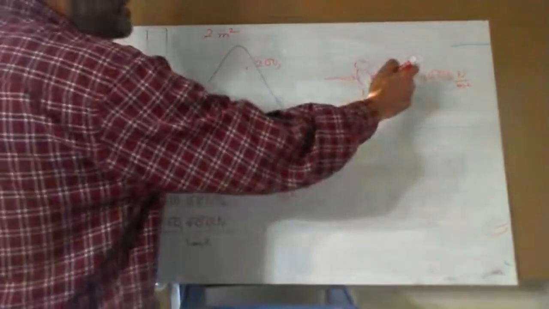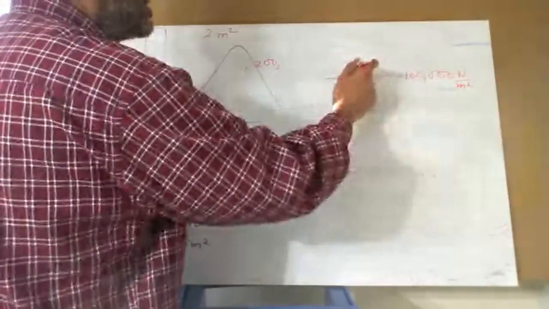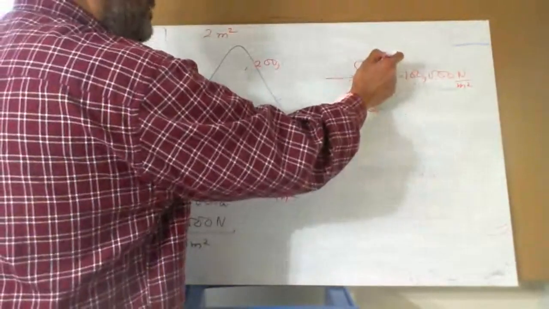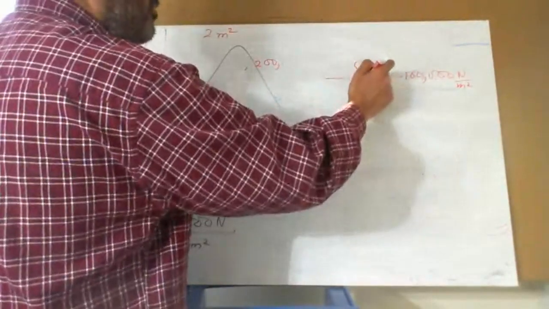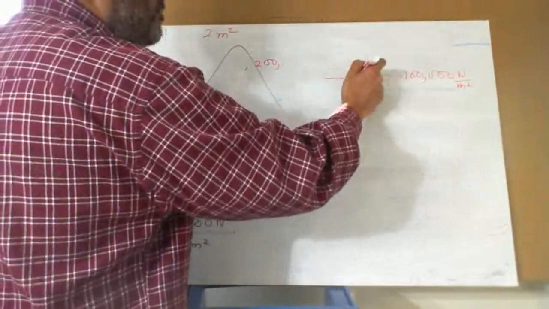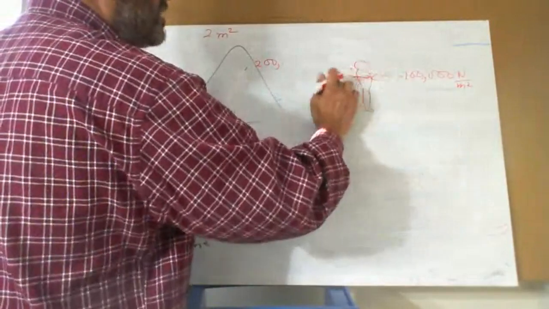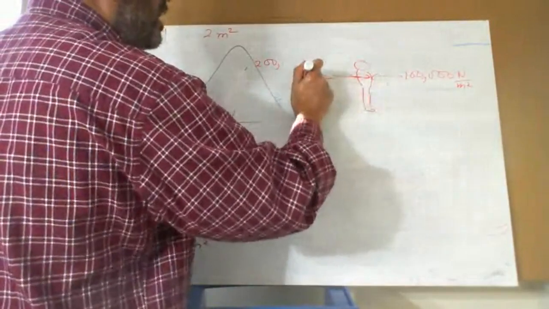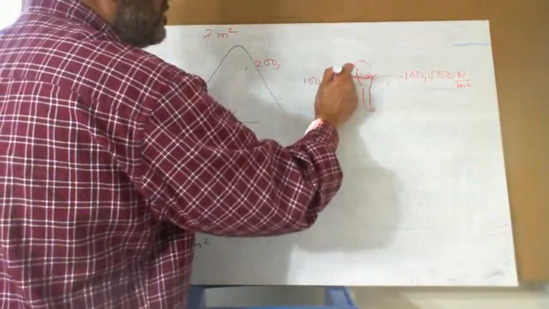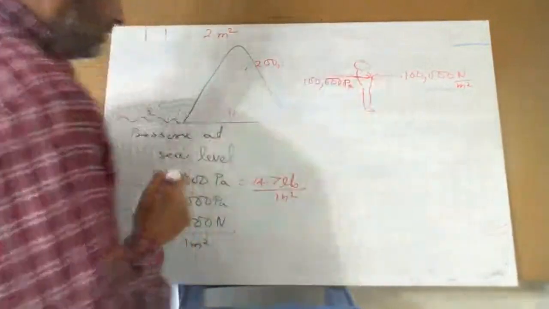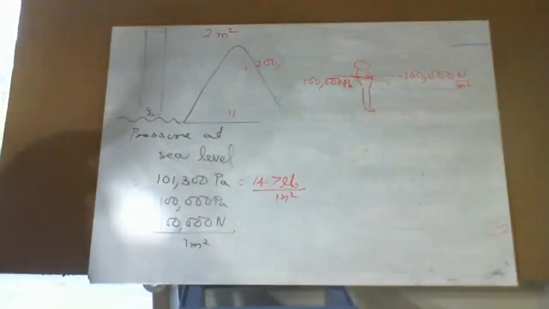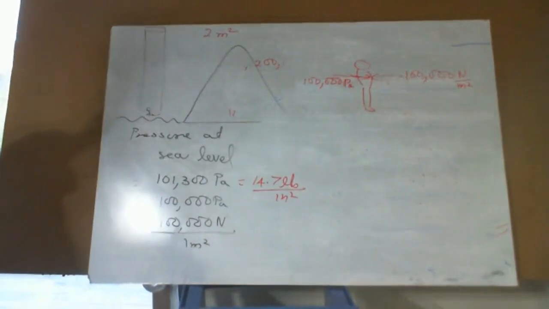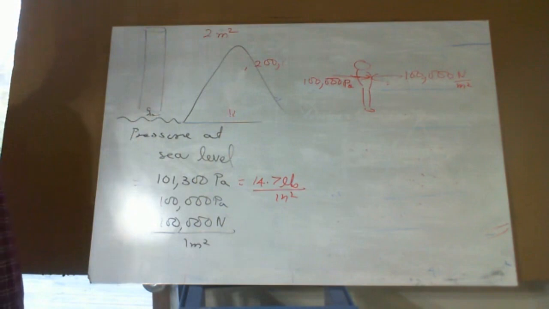So why doesn't your chest collapse under this pressure? That's because you inhale air, and the internal pressure from the inside is also approximately 100,000 pascals, or 14.7 pounds per square inch. That's why your body doesn't collapse. There's an equal pressure inside.